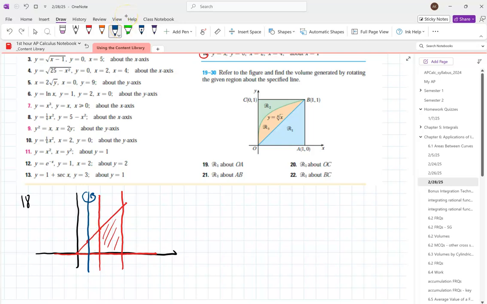Now, what I always want to do is check to see if I can do it with washers, because I would rather do that than shells if I can. So if it's done by washers, my inner radius would be from the axis of rotation to the first part of the shaded region. And then my outer radius would be from the axis of rotation to the outer part of the shaded region. Since those are different curves, I can do this as a washers problem, which is what I would prefer to do. So far, so good?